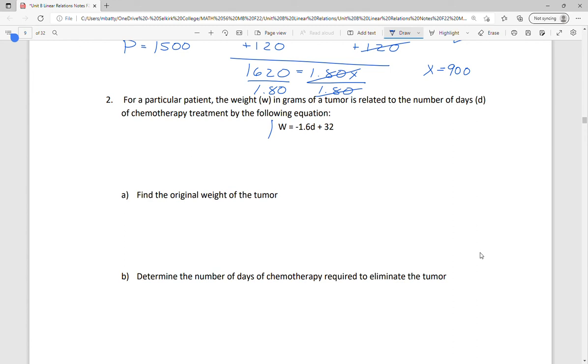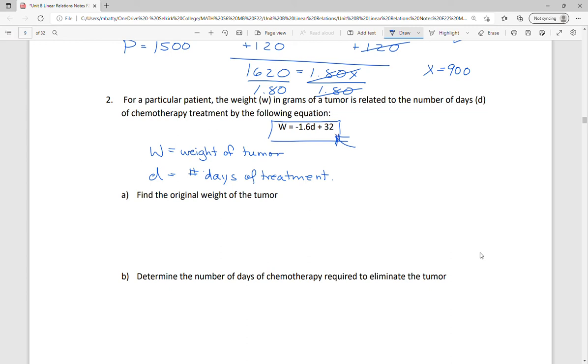So it's saying that there is a tumor in a patient that is very obedient and has been mathematically modeled to obey this equation. And so what this is saying is that W is the weight of the tumor, and D is the number of days of treatment. So I think it's always important to come up with a bit of a code, like what are W and D representing? So, we've moved off that XY coordinate plane into real applications.